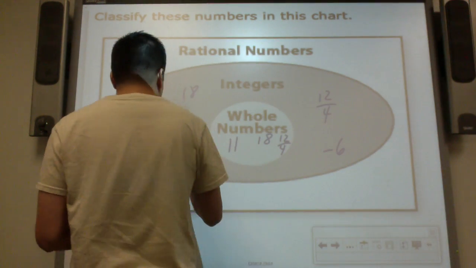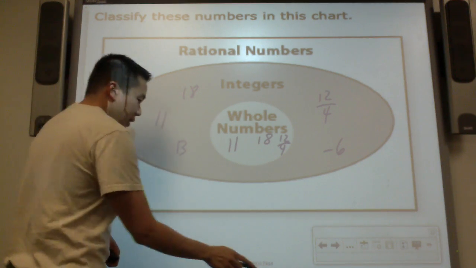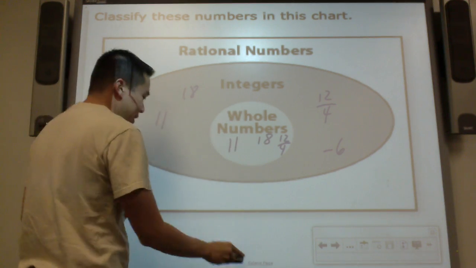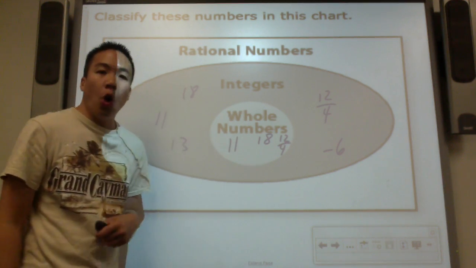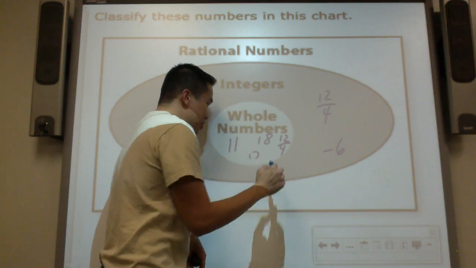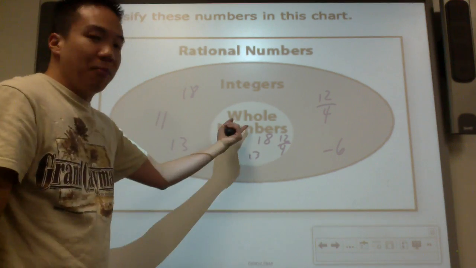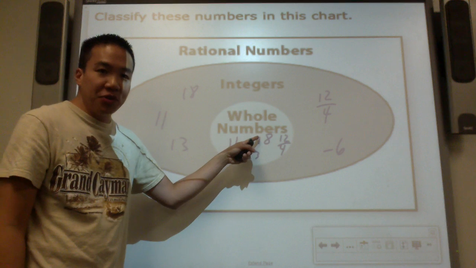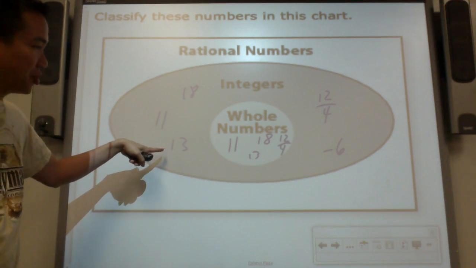What about 13? If 13 is an integer, can it also be a whole number? Yes, it can, because a whole number is 0, 1, 2, 3, 4, 5, 6, 7. 0 and positive whole numbers. And an integer is positive and negative whole numbers, including 0.